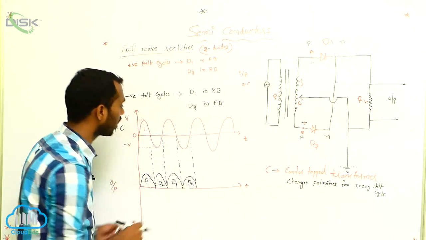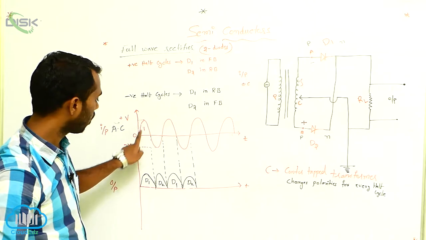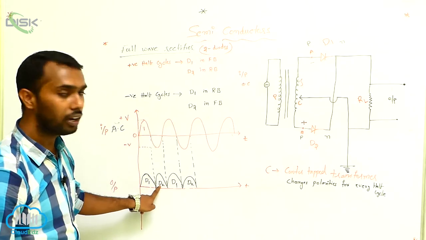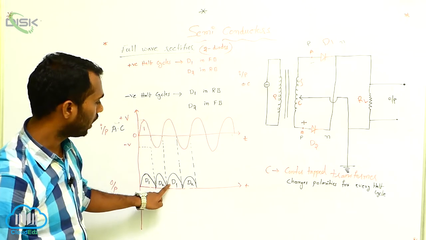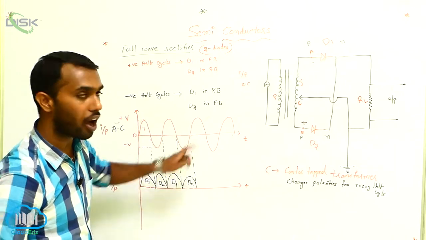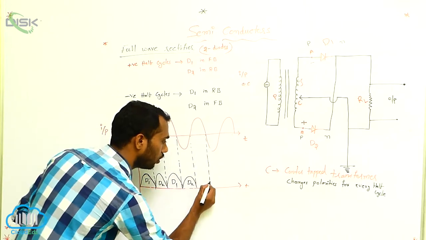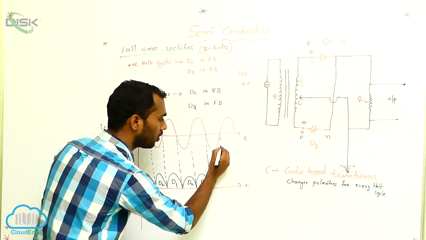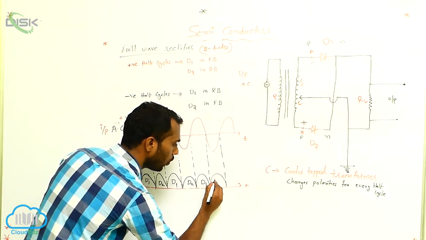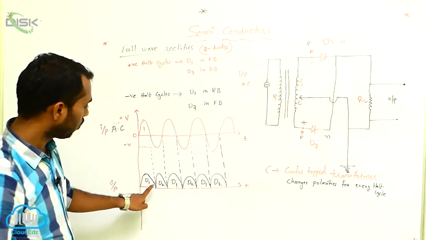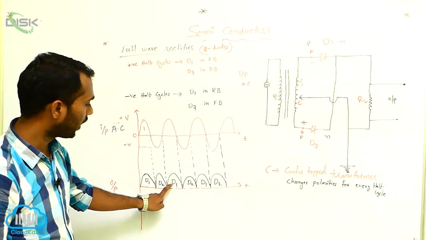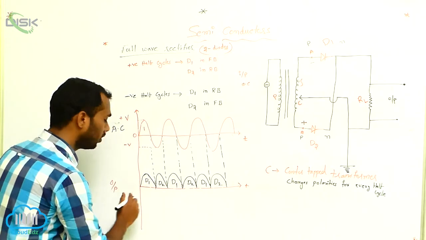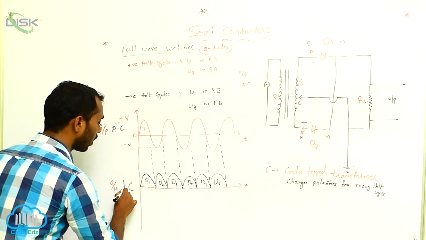Now what are you understanding, sir? The positive half cycle is allowed by the D1 diode. The negative half cycle is allowed by the D2 diode. Positive means D1, negative means D2. Now if you observe this pattern, is it unidirectional or two directional? Only one direction. Then what is this? This is a DC current.